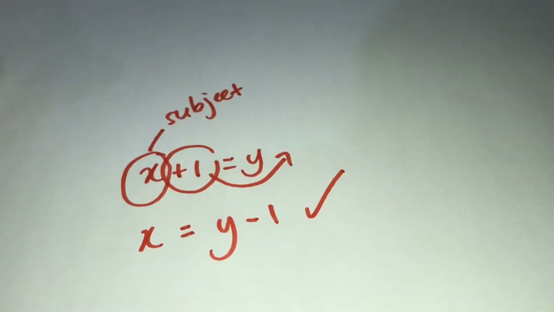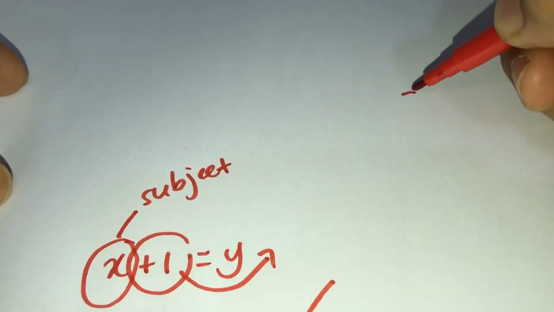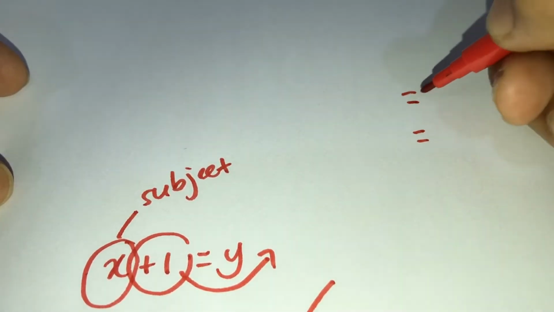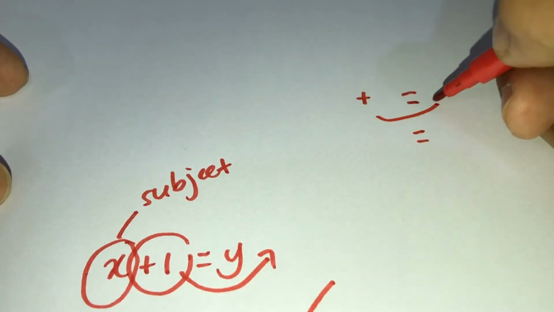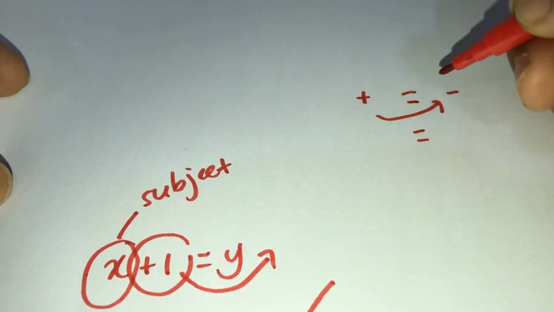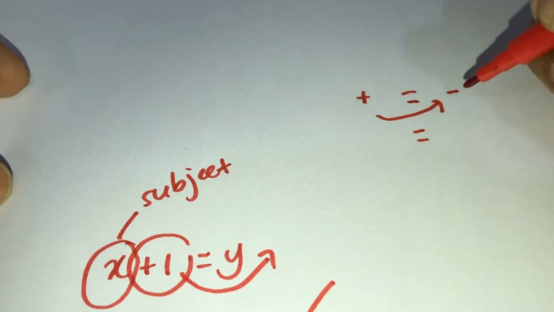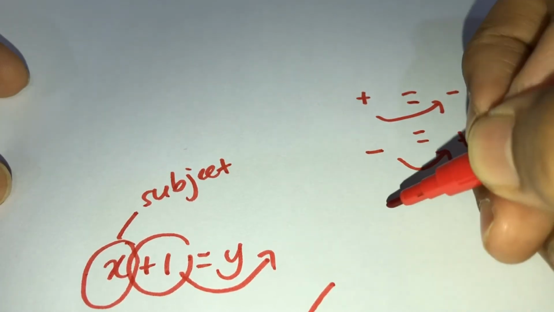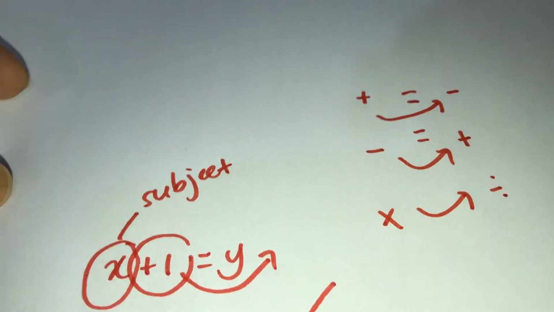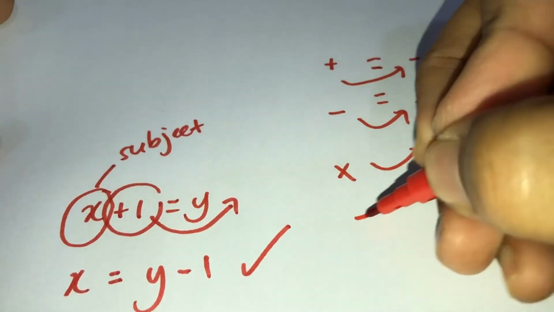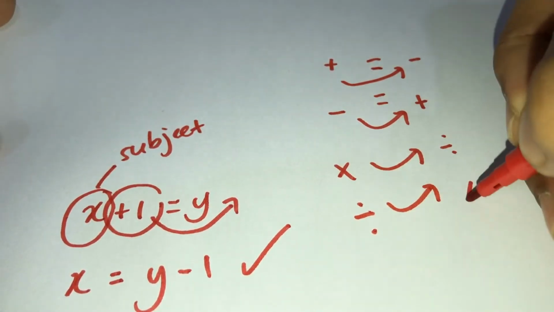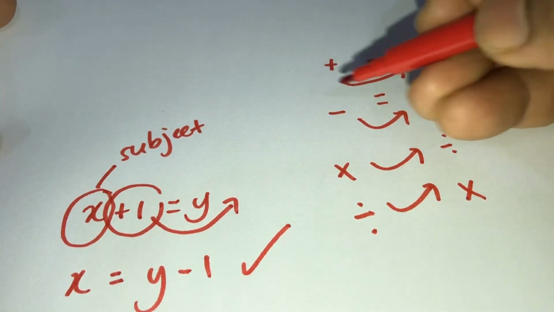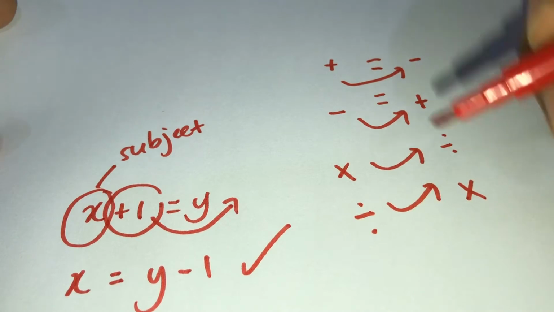You must remember the equal sign. If something is positive and you move it to the right, it becomes negative. If negative, it becomes positive. If multiply, when you bring it over it becomes divide. If divide, moving to the left or right, it becomes multiply. Either way, you must change the symbol.